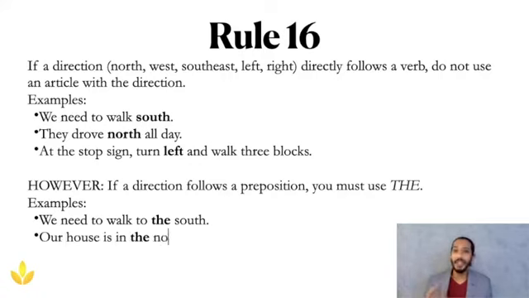Our house is in the north. Where is your house? It is in the north. So it is situated in. Where is it situated? In the north. So our house is in the north. The grocery shop is on the right. There you go. And that's rule number 16, guys.